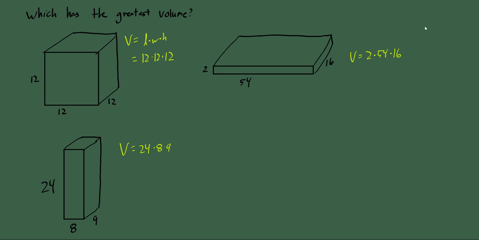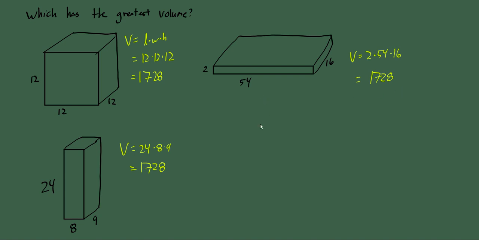So for our first one, 12 times 12 times 12 is 1,728 cubic meters, or cubic feet, or cubic I don't know what it is. For our second one, 24 times 8 times 9. It's the same. And for our last one, 2 times 54 times 16. It's the same. They look different.